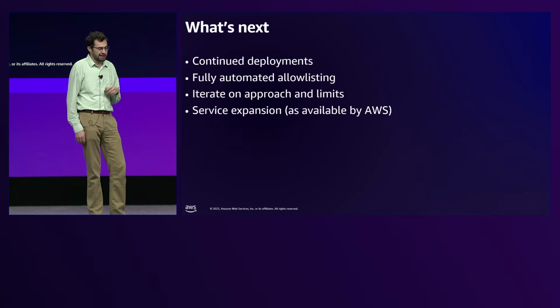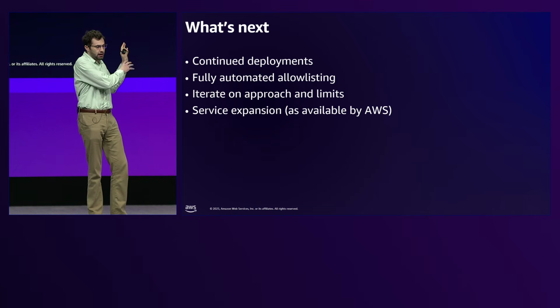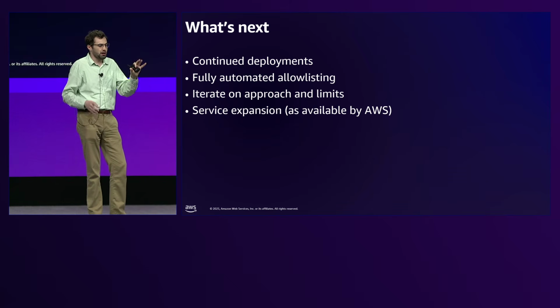What's next? We're going to continue deployments. We need to fully automate that allow listing process. Today, there's still a manual step between a request being approved and then that RCP getting updated. We're planning to fully automate that end-to-end so that development teams have a fully self-service experience.